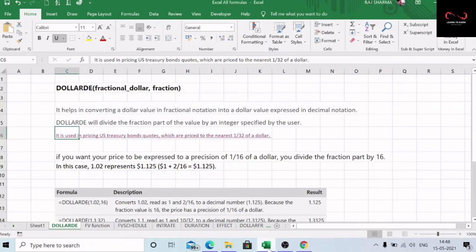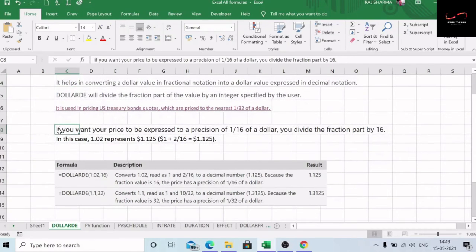Now let us come back to the formula and understand it. This DOLLARDE formula helps in converting a dollar value in fractional notation into a dollar value expressed in decimal notation. DOLLARDE will divide the fraction part of the value by an integer specified by the user. As we have seen in the previous case, the integer is 32. So the fractional part is to be divided by 32 to arrive at the exact decimal notation.